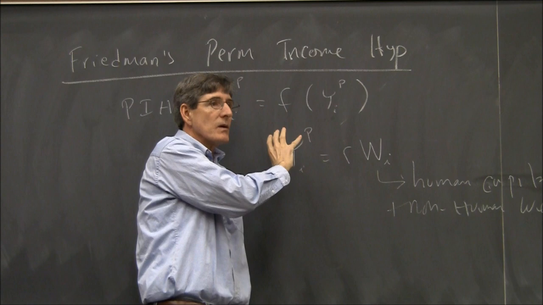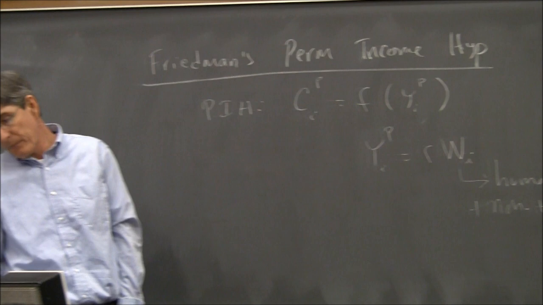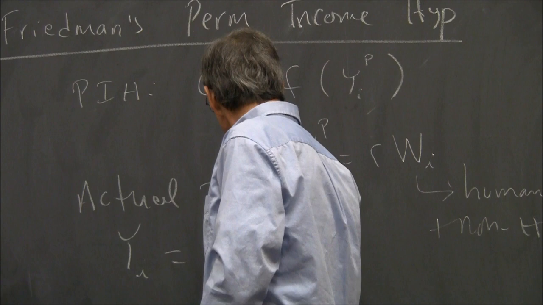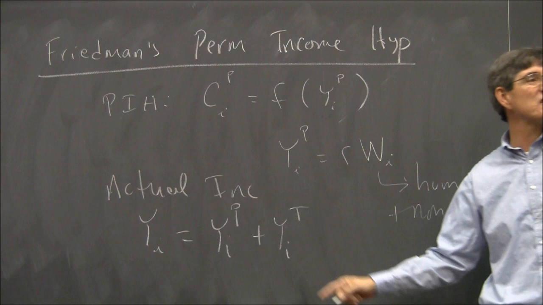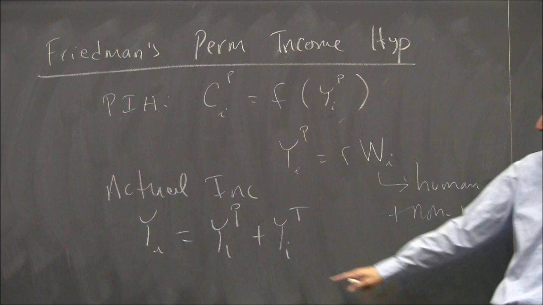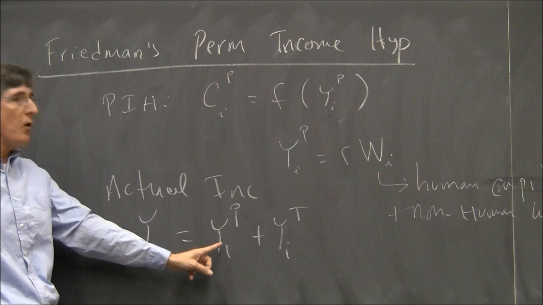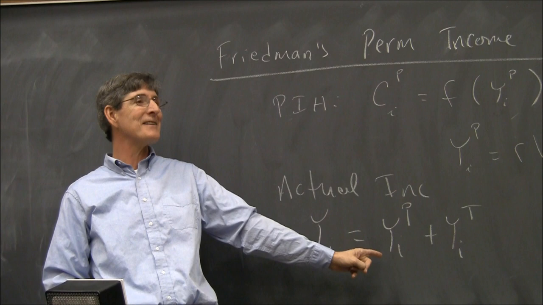Okay, now, actual income and actual consumption are a little bit different. So Y_i for the individual is that individual's permanent income plus their temporary income, all the variation from year to year that's not permanent. So there's some temporary random components from year to year, but there's this underlying trend or long run or permanent component. And so you have these two things. Now notice that this is what we observe. We don't observe permanent income. We might be able to estimate it, but even then we're likely to be making errors.